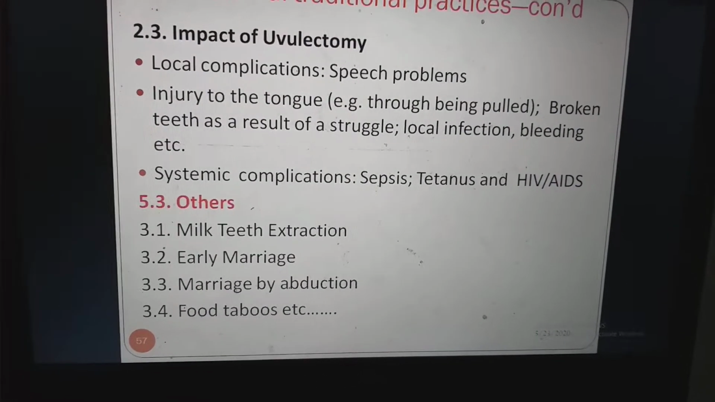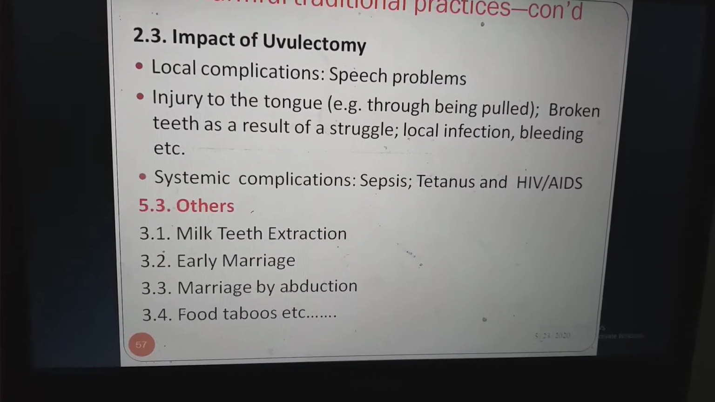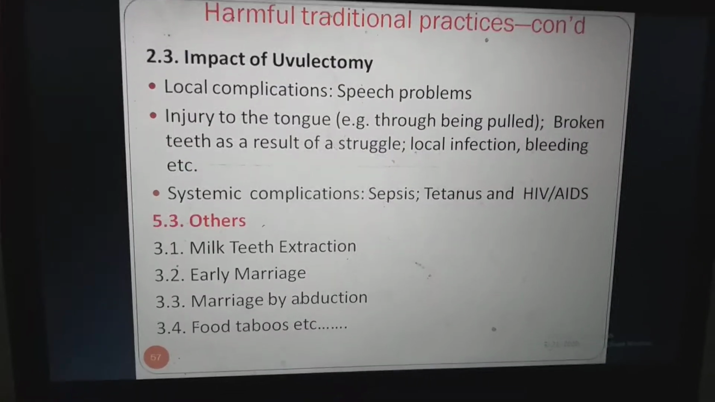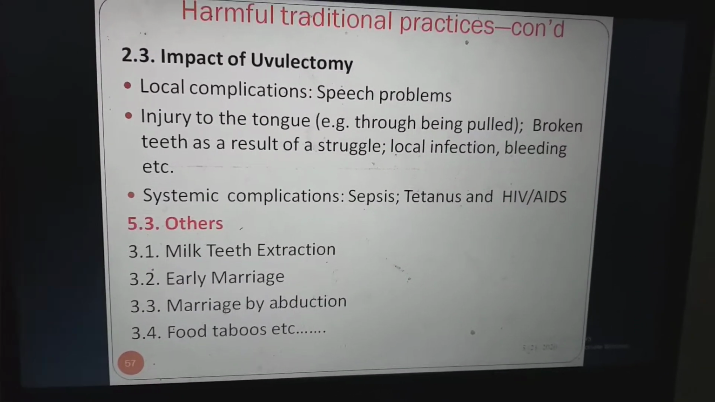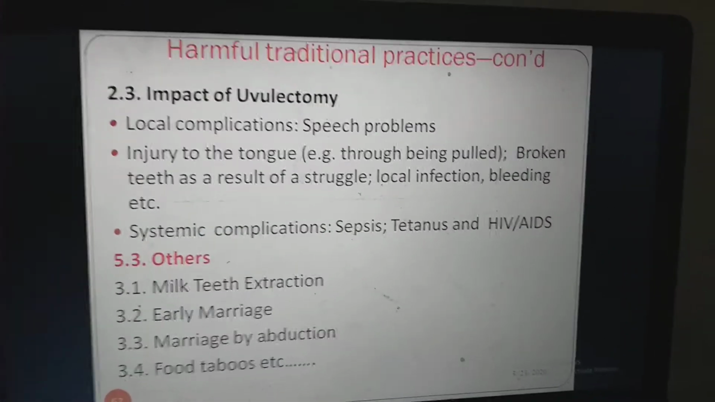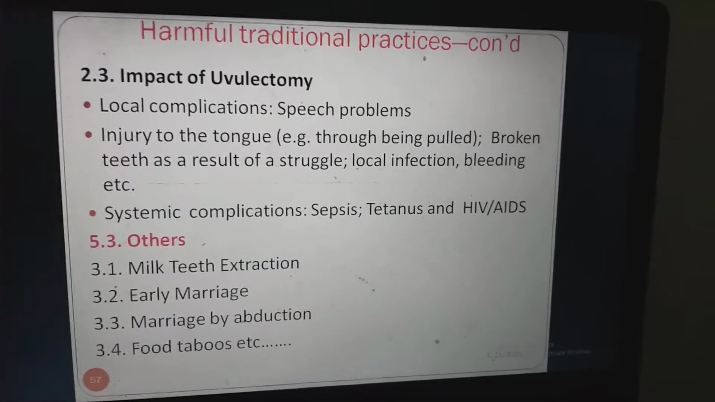Marriage by abduction. Nowadays it is not as common, but it is one of the harmful traditional practices. The other is food taboos. In some regions or in some countries, some foods are not eaten naturally. So this is what we call food taboos.